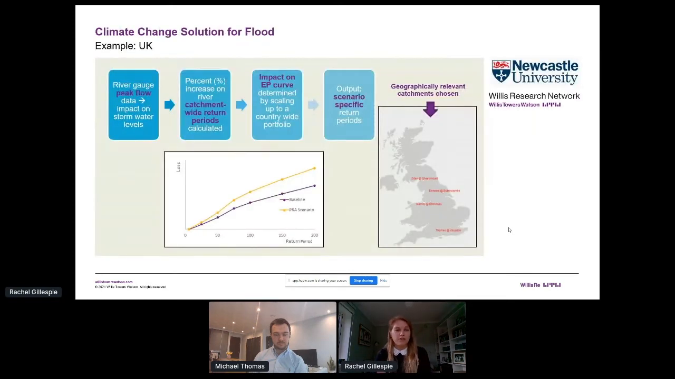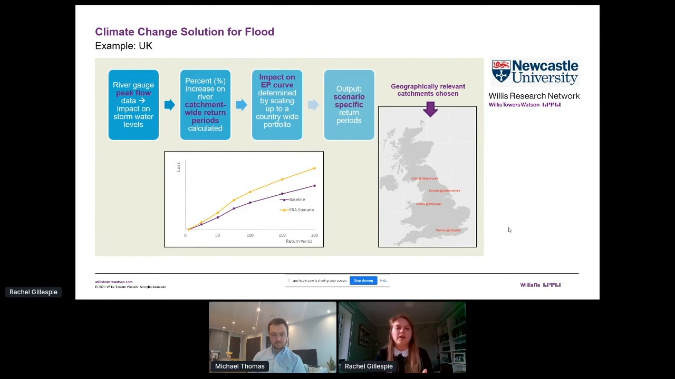Okay, so our flood scenario. This is, again, for the UK, and we have built this with Newcastle University, which is one of our Willis Research Network partners. The Willis Research Network, in a nutshell, is our scientific collaboration. We've got lots of institutions that partner with us, and we work on different projects with them. So this was our flood solution.